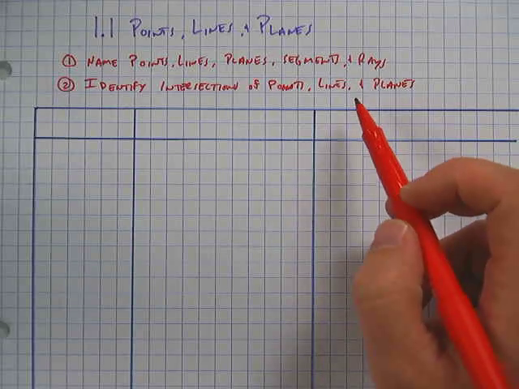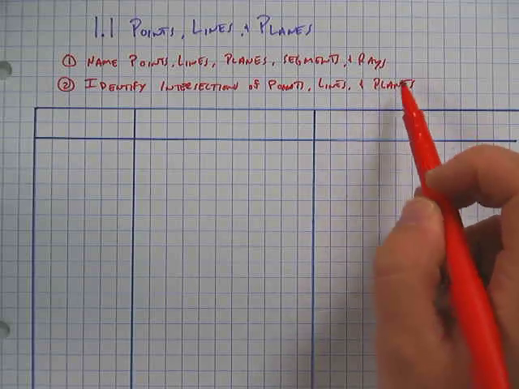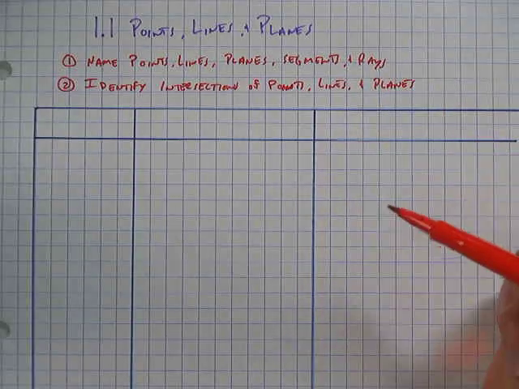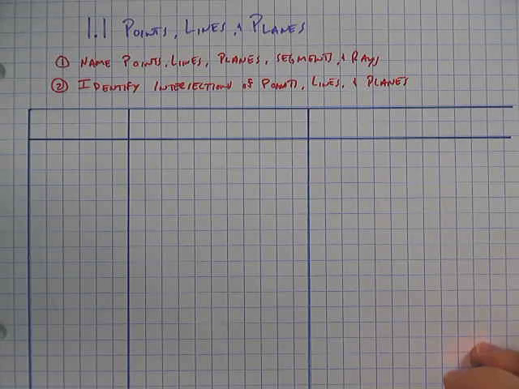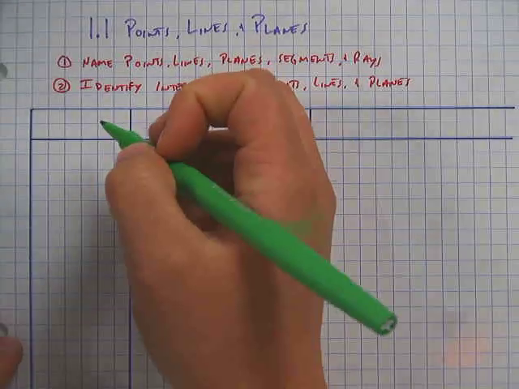And then the second thing that we want to be able to do, which we might not get to until tomorrow, is identify intersections of points, lines, and planes. So, again, we're going to try to get to both of these. We might only get to this first one. Today's going to have a lot more vocabulary and writing than we typically have in class, so hang in there. It won't always be this much vocab and writing. But here we go. First word.